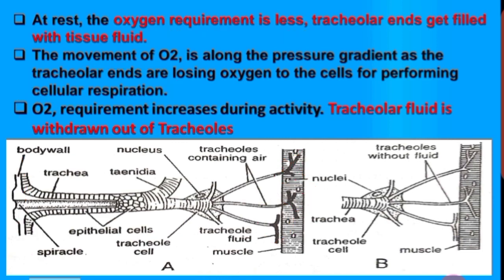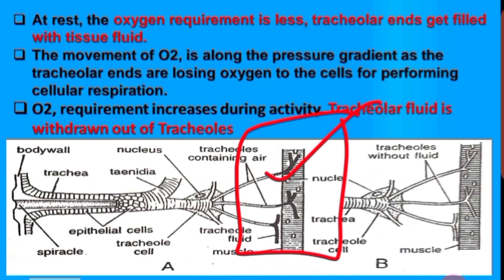During the time of rest, the oxygen requirement is very less. At that time, what will happen? The tracheal ends get filled with the help of the tissue fluid. The movement of oxygen is along the pressure gradient as the tracheal ends lose oxygen into the cells. So, oxygen moves from the tracheal end and diffuses into the cellular region. So, cellular respiration takes place.